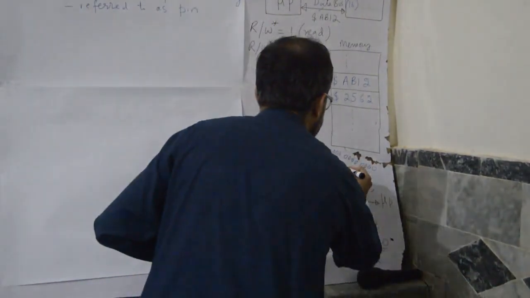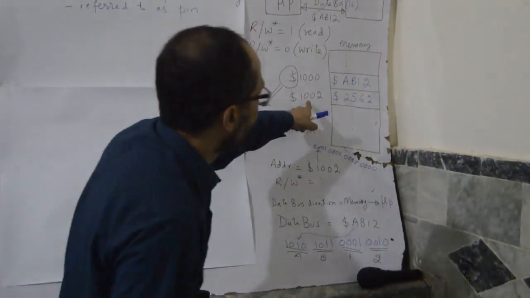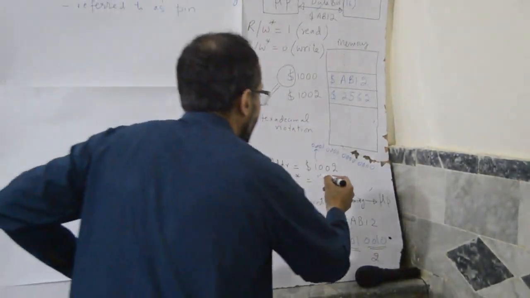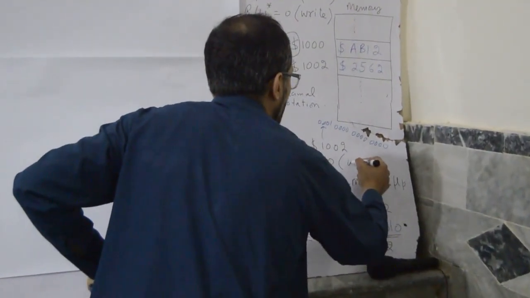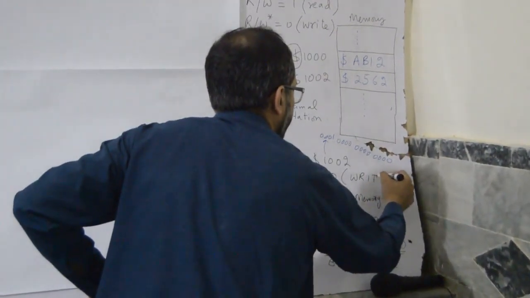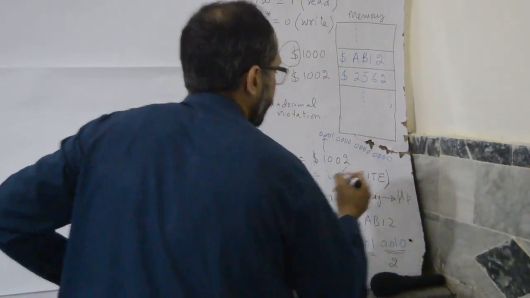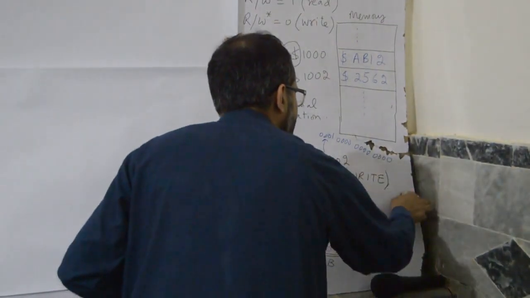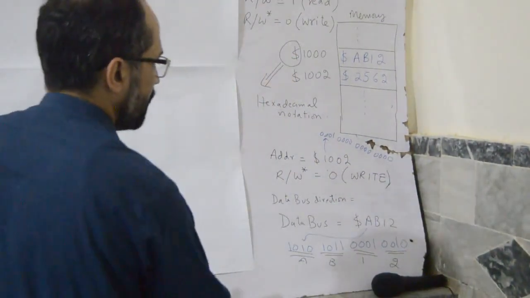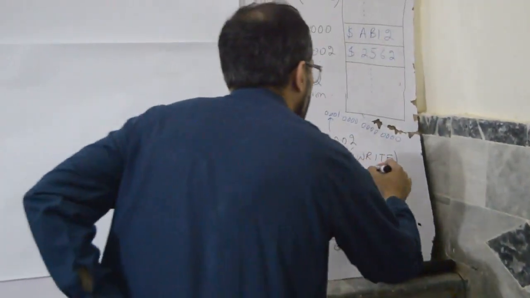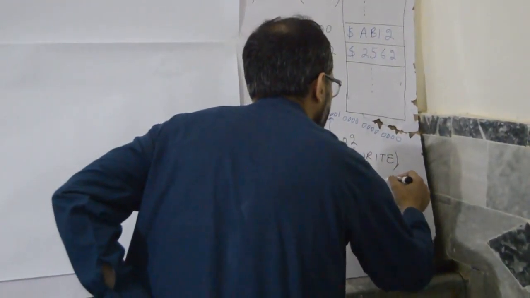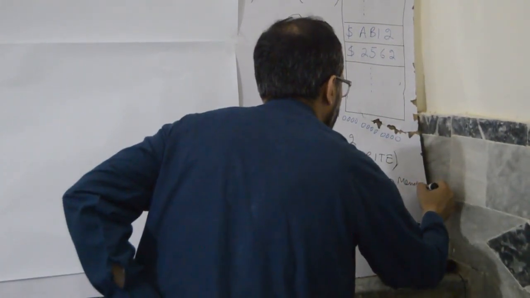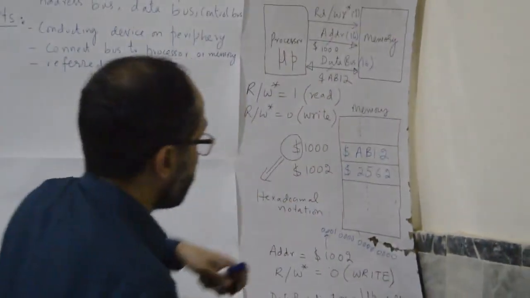microprocessor generates an address 1002, it means microprocessor wants to perform an operation on this address, and read-write bar is 0, it means it is now a write operation. So the data bus direction will be from microprocessor to memory. So the data will be provided now by microprocessor.